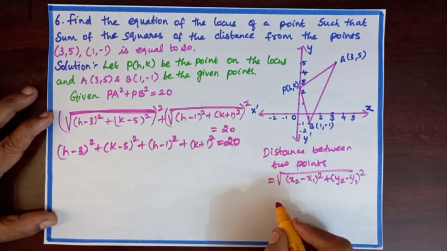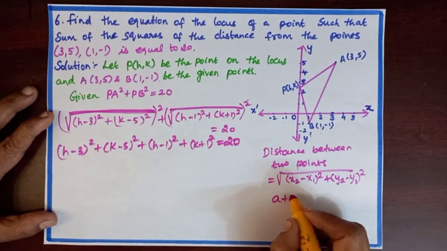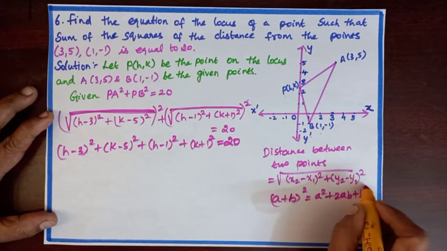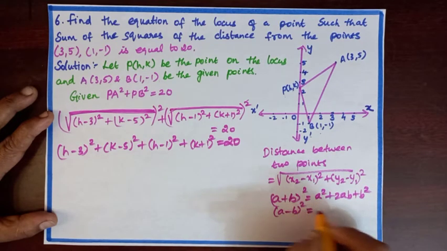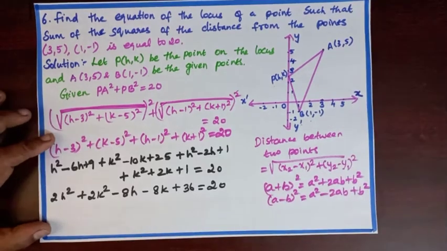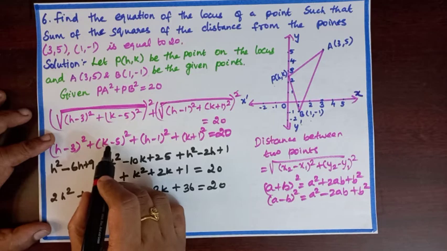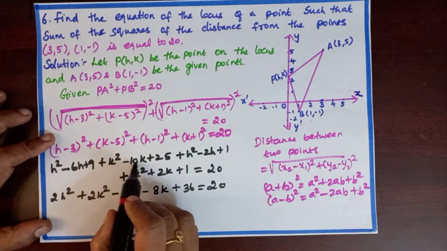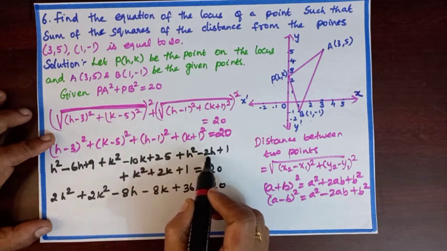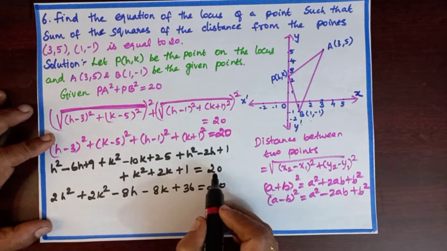Now here we are going to use the identities (a plus b) the whole square and (a minus b) the whole square. (a plus b) the whole square equals a square plus 2ab plus b square. (a minus b) the whole square equals a square minus 2ab plus b square. (h minus 3) the whole square is h square minus 6h plus 9. (k minus 5) the whole square is k square minus 10k plus 25. (h minus 1) the whole square is h square minus 2h plus 1. (k plus 1) the whole square is k square plus 2k plus 1, equal to 20.